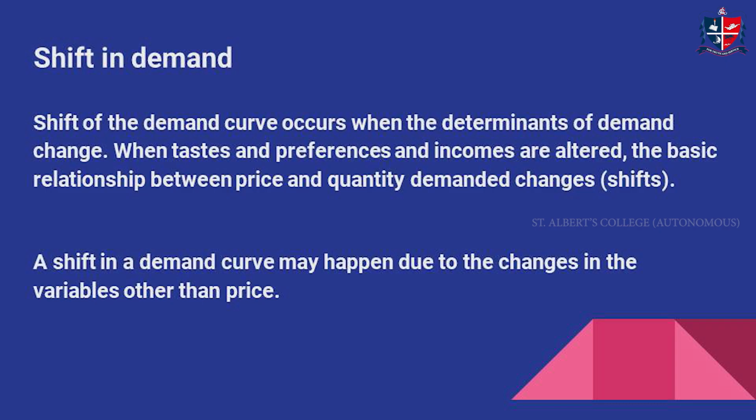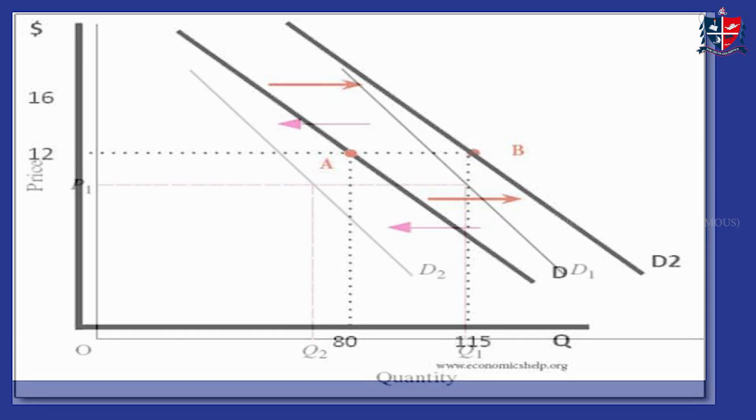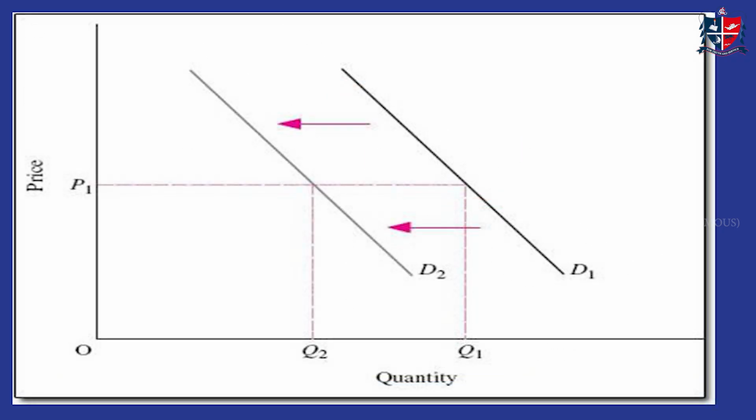So this is basically your shift in demand curve, from D to D2. Now this is happening because of factors other than price. The price is remaining steady in this case at 12, but the demand has increased from 80 to 115. So this is an increase in demand. This is a decrease in demand. We've seen this before. The price is the same, but the quantity demanded has decreased. Because of this, you have a new demand curve. It has shifted backwards.